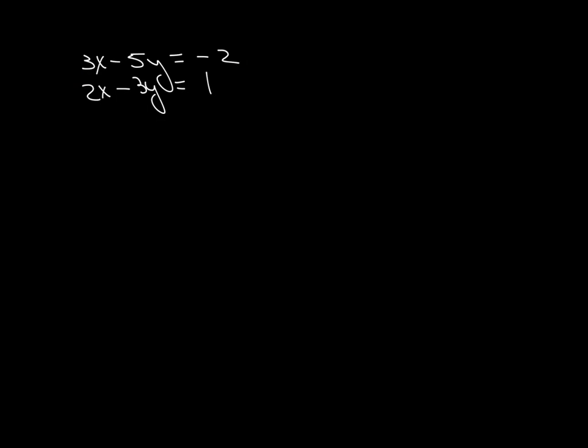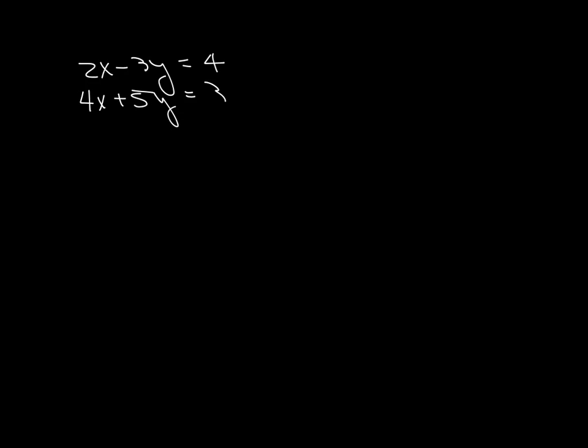Alright, let's look at example number 3 here. And we'll probably have some variation here. Let's see what we've got. 2x minus 3y equals 4. And the other equation is 4x plus 5y equals 3.